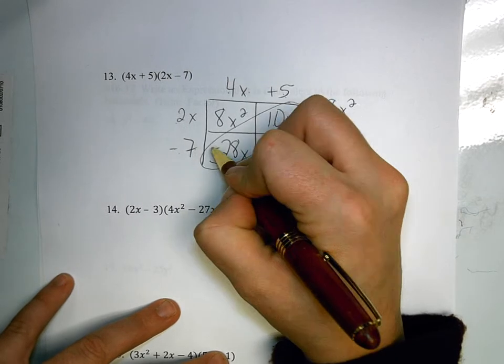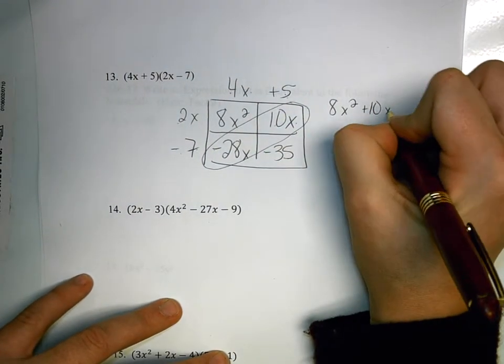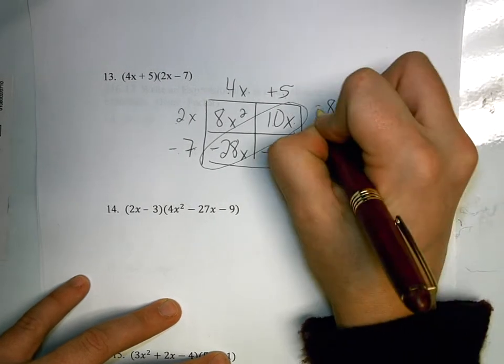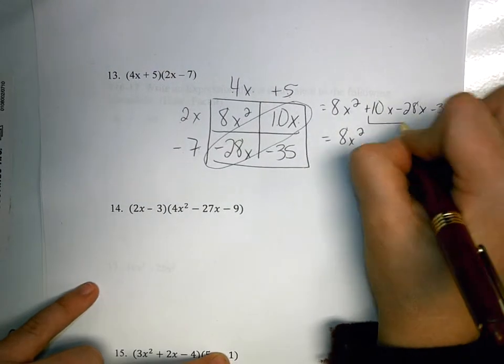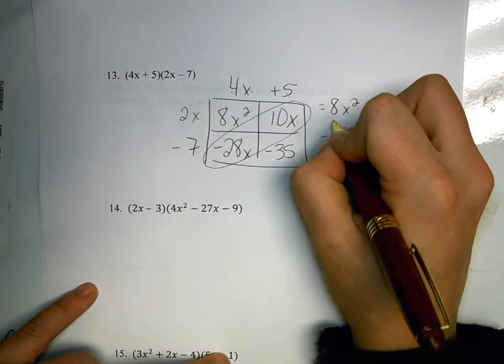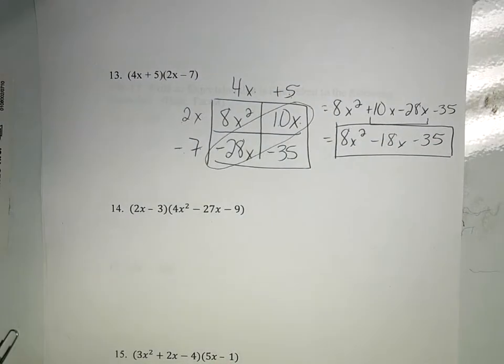10x minus 28x is a negative 18x. I can show that over here, just to be sure, I'm showing my work. So 8x squared, this is, remember, negative 18x and minus 35. And that is my final answer, 8x squared minus 18x minus 35.